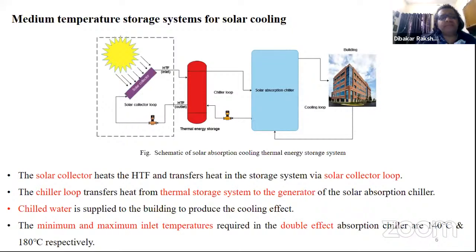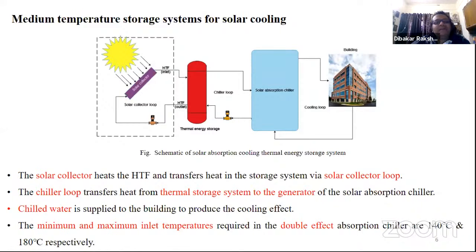Now, coming to the different types of energy storage system. If I'm speaking about the thermal energy storage system, there are latent heat thermal energy storage systems and sensible heat thermal energy storage systems. And if you are going in terms of the composition, then there can be thermochemical type of energy storage system, which works at a bit higher temperature.